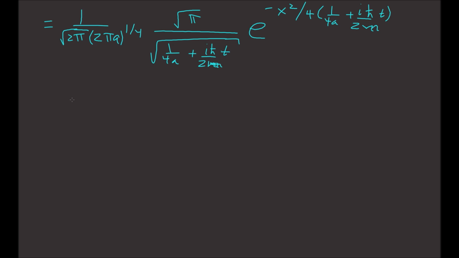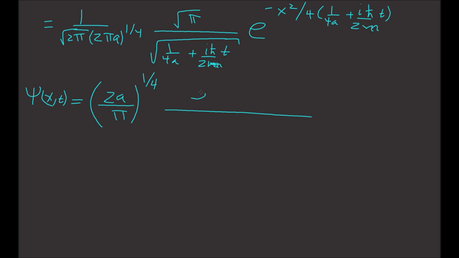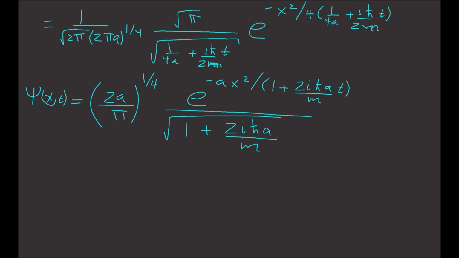Let's simplify a little bit further. So psi of x comma t is finally equal to 2a divided by pi to the 1/4 times e to the minus a x squared divided by 1 plus 2 i h bar a divided by m times t, all over square root of 1 plus 2 i h bar a over m times t.